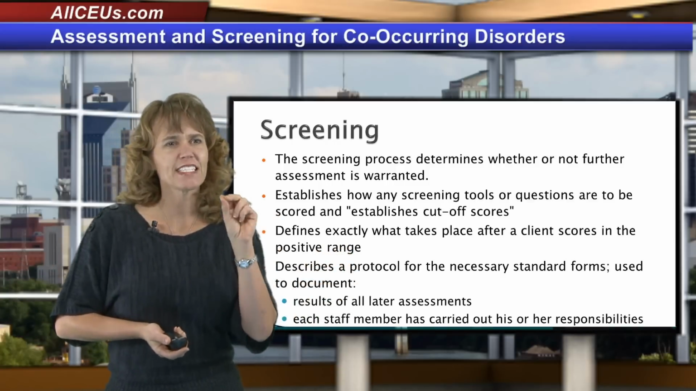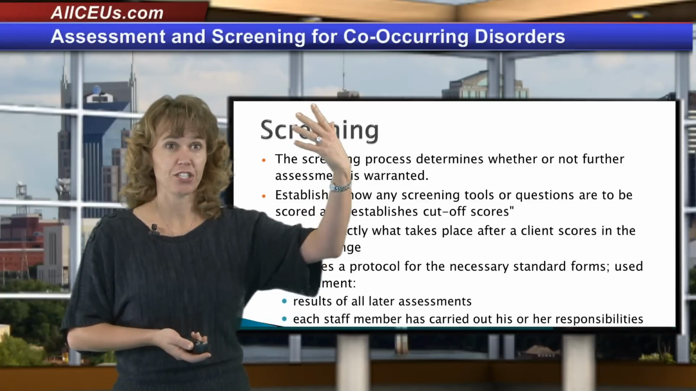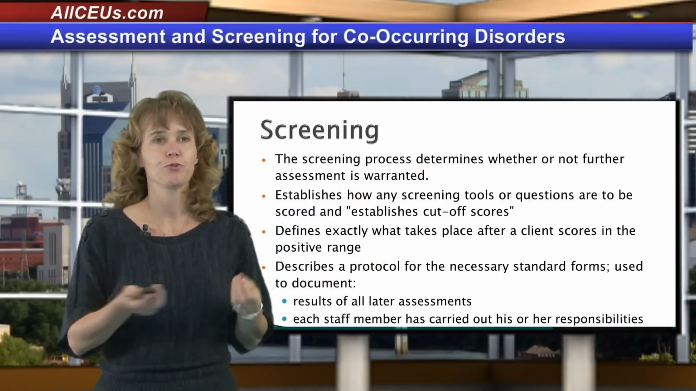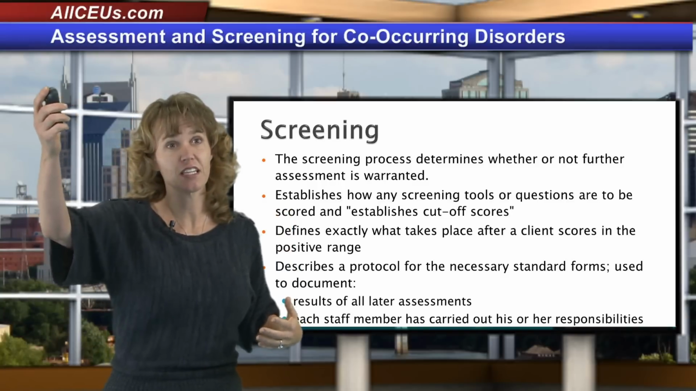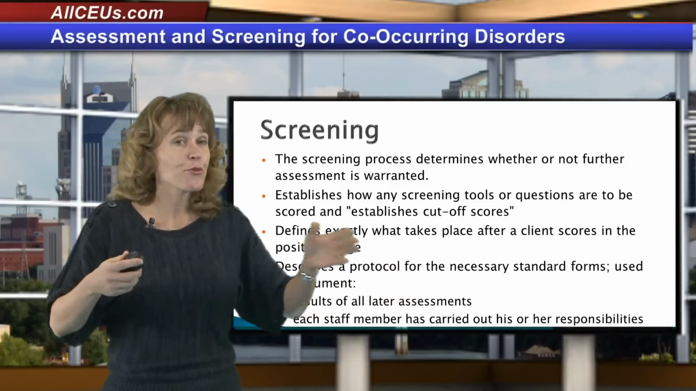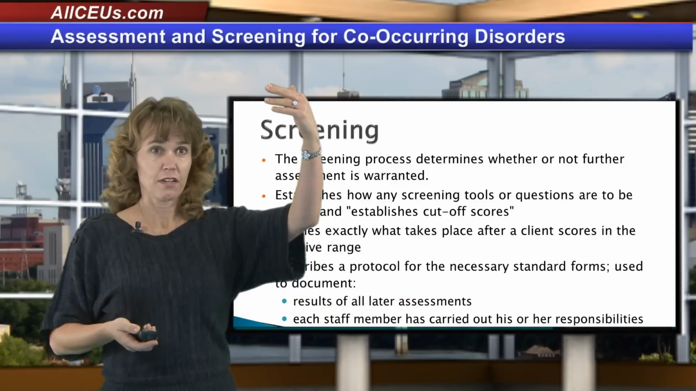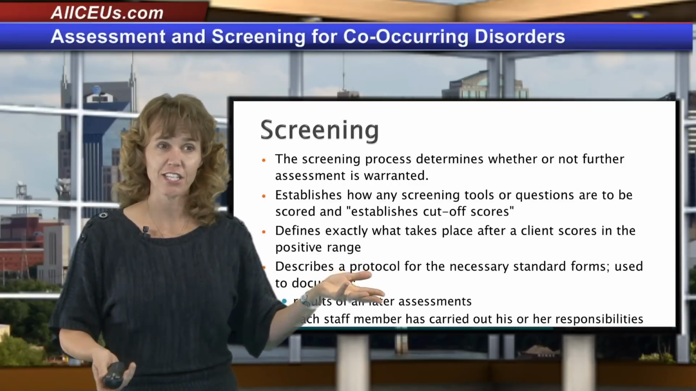We want to define exactly what takes place after a client scores in the positive range. They score above the cutoff, so what do you do with them? Do you refer them for an assessment? Do you refer them to detox? Do you refer them to crisis stabilization? All three of those may be options depending on how high they score, what their level of dangerousness is, or what their level of intoxication is.